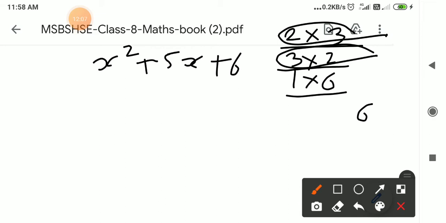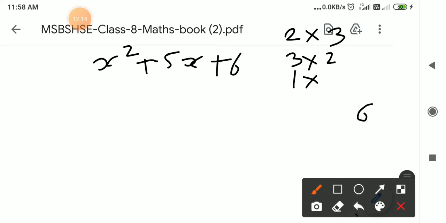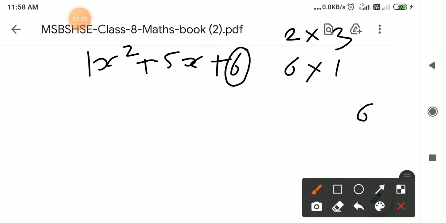So here we have to select the numbers from this. 2 3s are 6, and I will take 2 3s are 6 because 3 2s are 6 and 2 3s are 6 is the same only. Here, 6 1s are 6. Now what we have to do: this 6 factor means x square, if it has a coefficient we have to do the multiplication of this, and here it is 1, so 6 1s are 6.